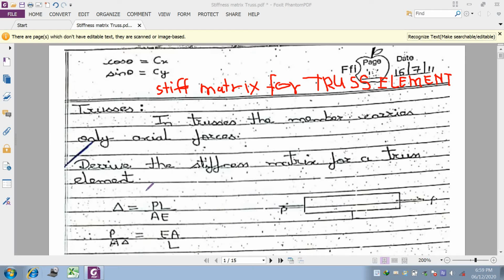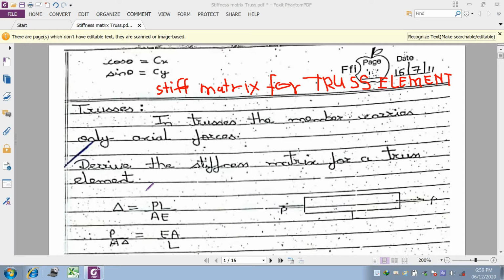Today we will start with one new topic, a new unit, which is called the stiffness matrix of the truss element. In this unit, we will deal with the formation of the stiffness matrix for the truss element, that is, the derivation of the stiffness matrix for the truss element, and based on that we will see the various numericals based on the truss.